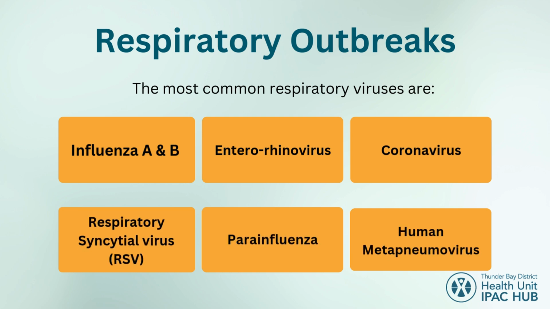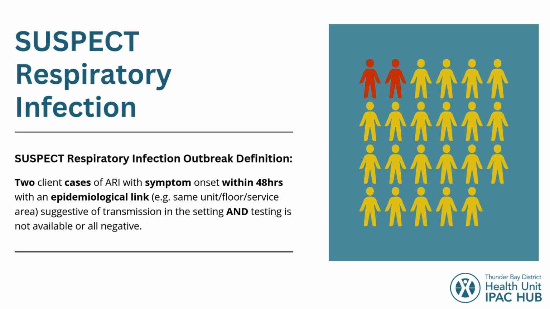These are some of the common respiratory viruses that we see, which cause outbreaks within local facilities. Some will be familiar to you, and some may be items that you haven't seen before. A suspect respiratory infection outbreak is at least 2 cases in patients or residents. Staff cases may be part of an outbreak, but declaration of an outbreak should not be based on staff-only cases due to challenges ascertaining where staff have acquired an infection.